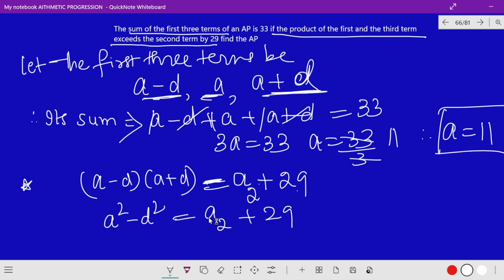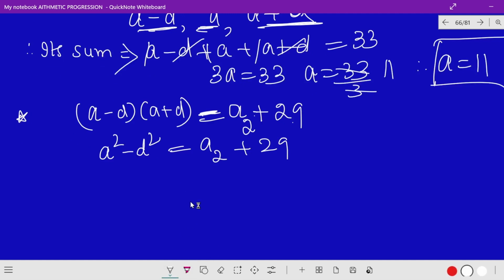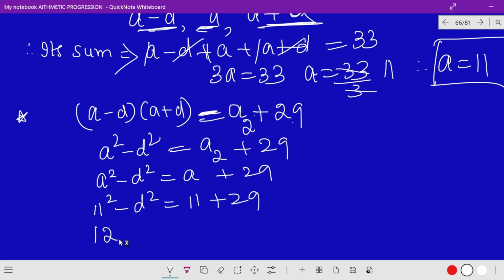So we can substitute the value of A here. The second term is A. We found A value is 11. Now what is our second term here? Already it is given as A. So we substitute in this: A square minus D square is equal to A plus 29. Putting the value of A, 11 square minus D square is equal to 11 plus 29. 121 minus D square is equal to 40.